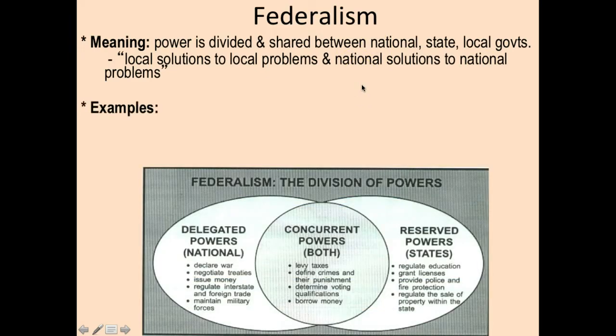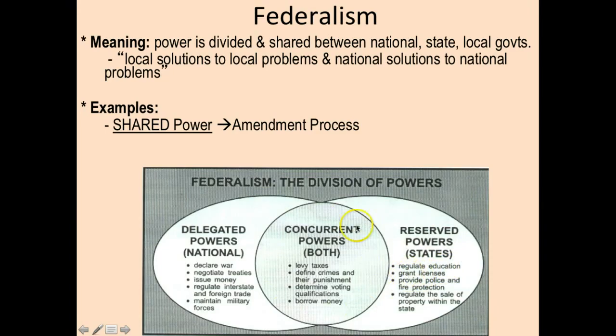And so if you take a look here, you see some really good examples of federalism. You'll notice how there are national powers over here, like declaring war, issuing money, but then on the other side, you see these reserved powers, and these are powers that are for the states only, regulating education, granting licenses, like marriage licenses, things like that.